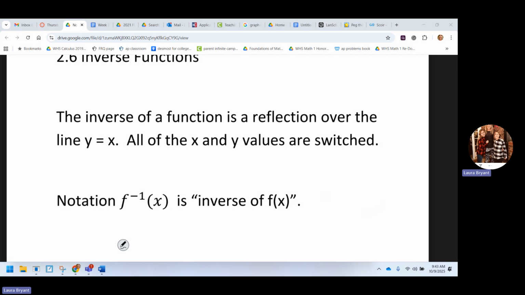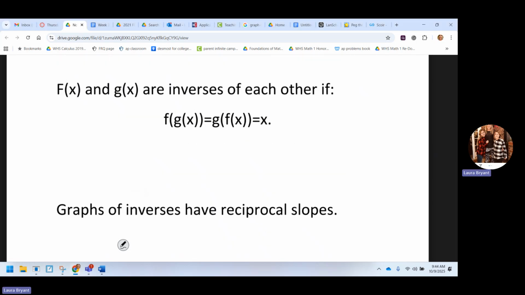The notation is a little -1. That's not a power. That's a notation that means inverse. And that can be confusing because we're used to seeing -1 as a power, but this means inverse, not reciprocal. That means x's and y's are switched. f and g are inverses of each other if you plug them into each other.